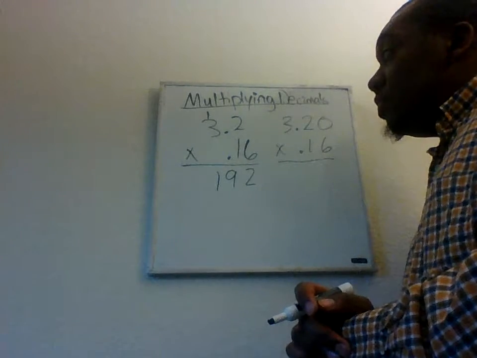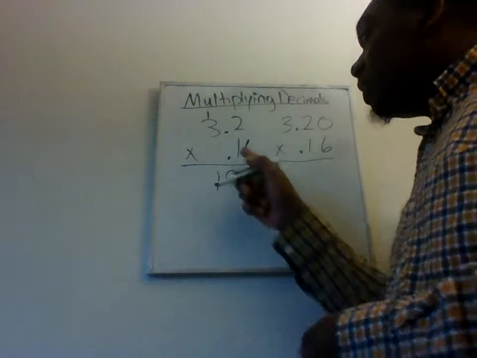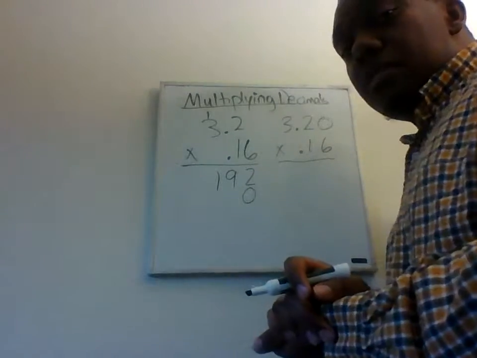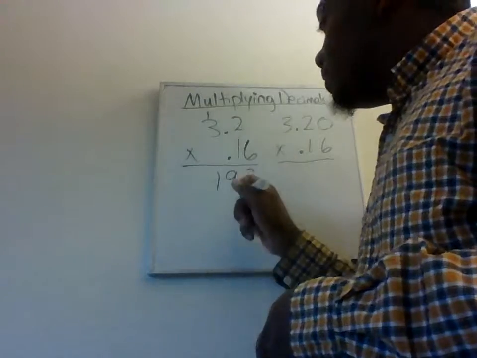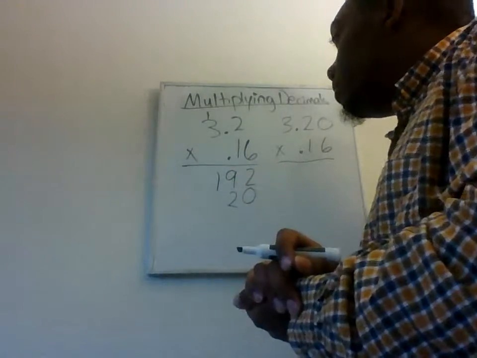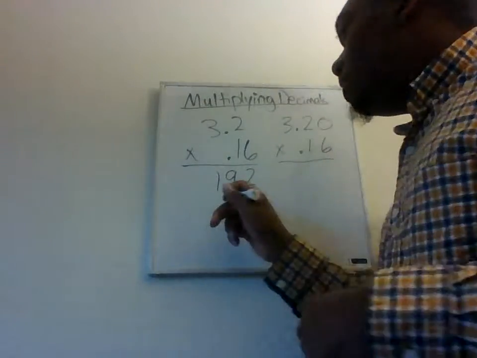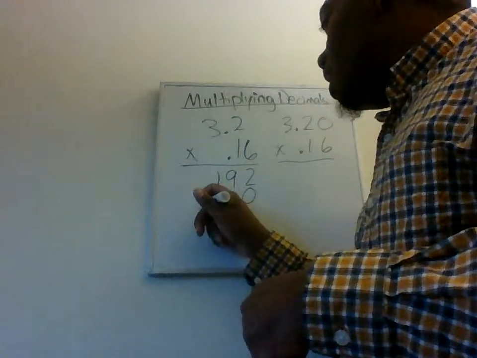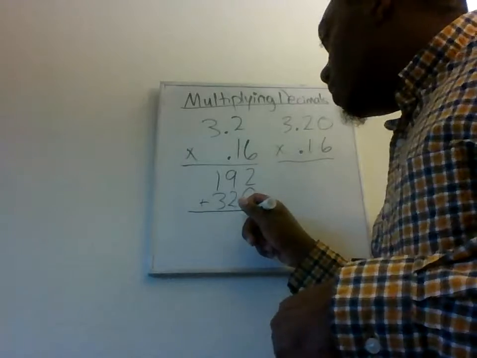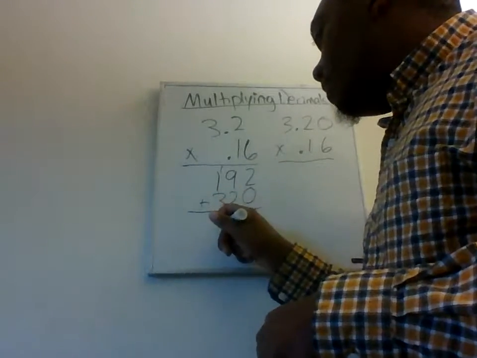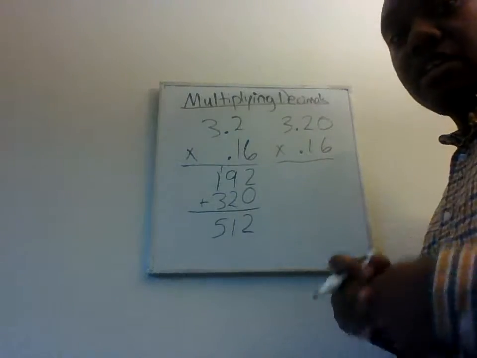Now we're going to move to the 1. So before we do that, we had a 0 here. It's a placeholder. So we have 1 times 2, we get 2. We get 1 times 3, and we get 3. And we add those up together. We get a 2. We get a 1, 1. We get 5, 12. 32 times 16 gives you 512.